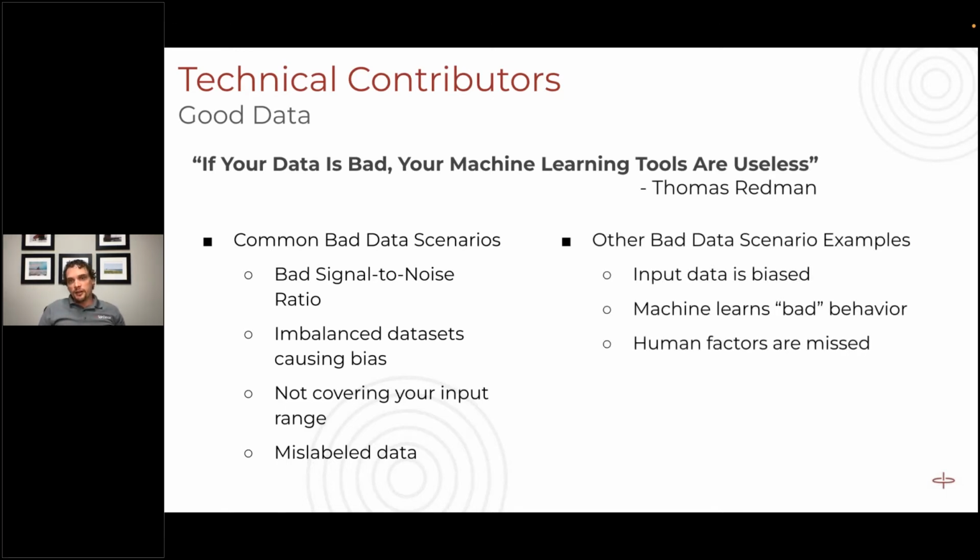A couple other bad data scenarios exist out there. If your input data is biased, this is actually something that has happened quite a bit, especially with automatic loan processing, where they used a bunch of loan processing data that actually had racial bias built into it, and the model was trained and learned from those biases that came from the input data. Something we need to be really careful about as we get into the machine learning space. Understanding what your input data's limitations are, all of those limitations are often going to get transferred right into your model. Sometimes our machines just learn bad behavior.